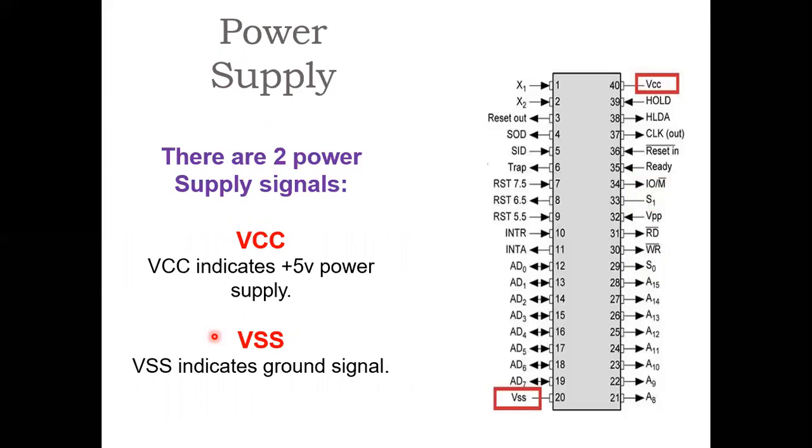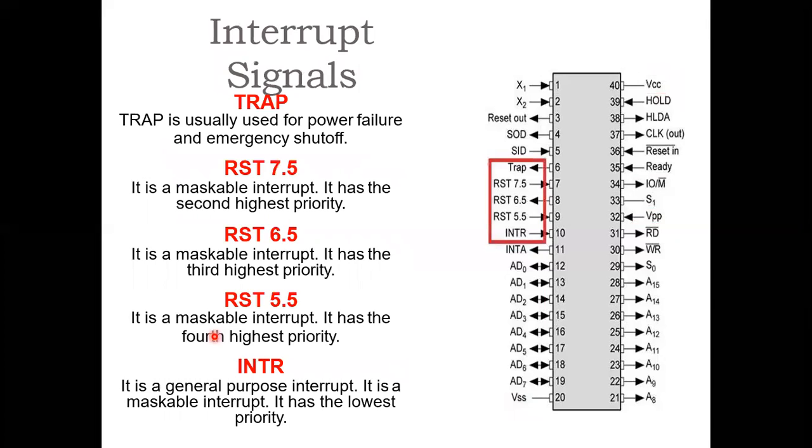Then power supply. There are two power supply signals. One is VCC, which indicates the plus 5 volt DC power supply. VSS indicates the ground signal. Okay, that is pins 20 and 40. Okay, let's see the important interrupt signals of the 8085.